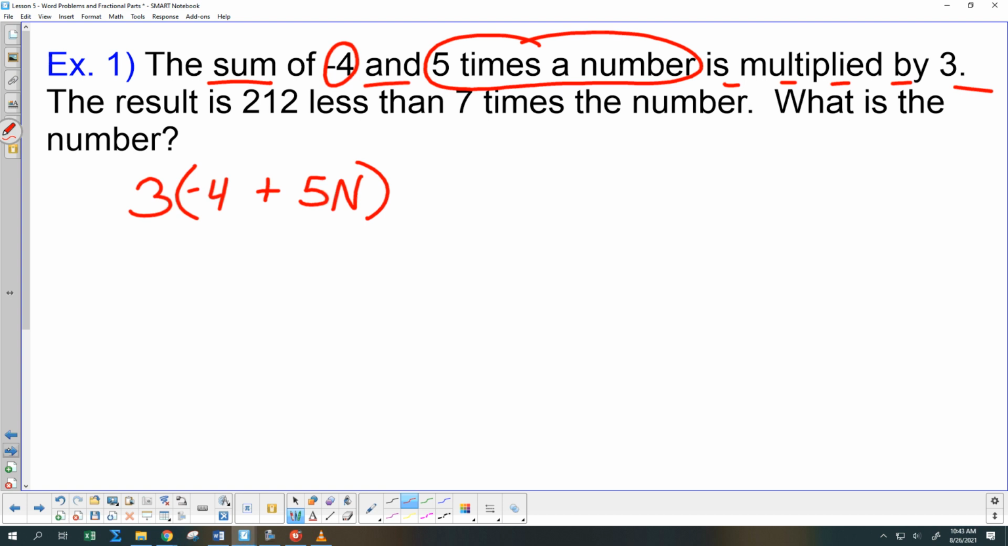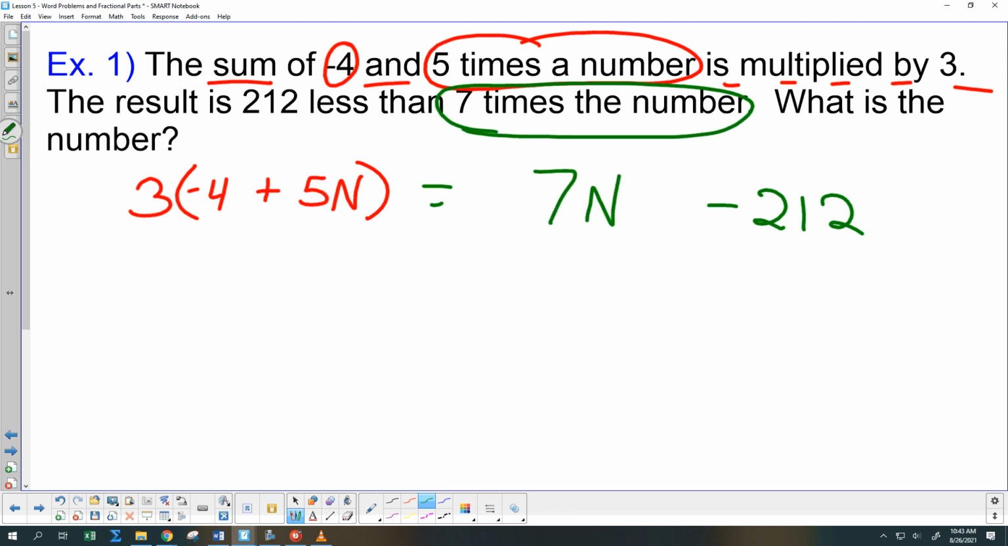That result is 212 less than something. So I'm going to take something and take 212 away from it. It is 212 less than 7 times the number, so 7n. Thumbs up if that setup makes sense.